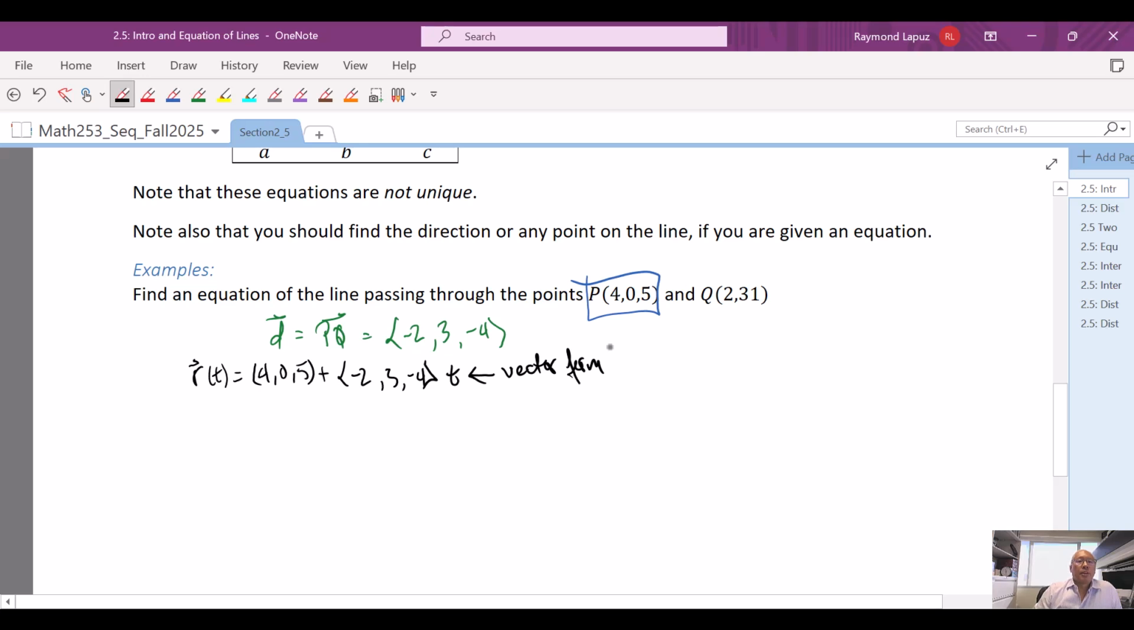If we want the set of parametric equations, I can take the x components and put them together. I have a 4 constant, and then the x component here is negative 2 times t. The y component would be 0, so I won't write that down. I just have a 3t. And then the z component will be 5 minus 4t. So now I have a set of parametric equations to represent my line.